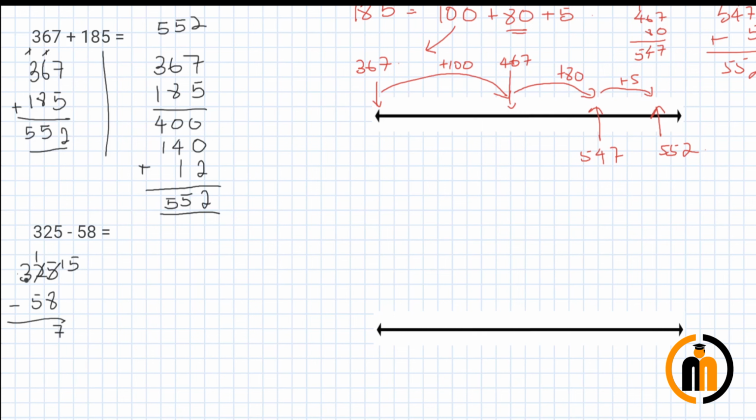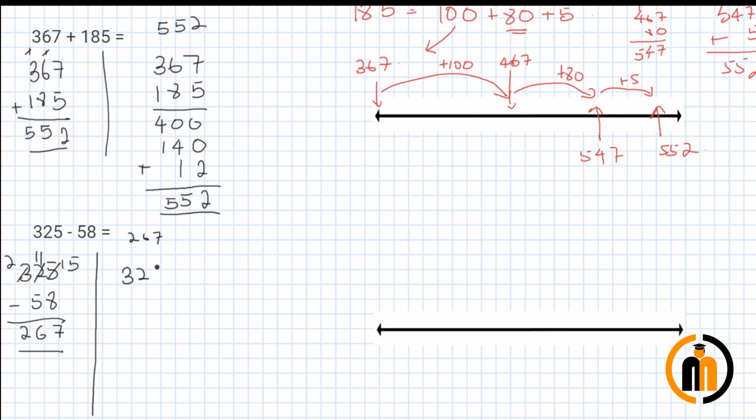So we have 1 minus 5, so we have to borrow here as well. And once we do this, we'll have 11. So 11 minus 5, we will get 6. And the last one is 2 minus 0, nothing. So it's 267. Right, now let's do the partitioning method.